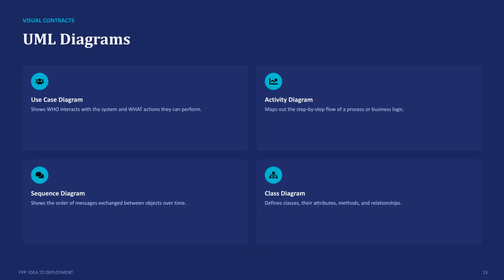Use case diagrams map user interactions. Activity diagrams show process flow. Sequence diagrams detail object communication over time, and class diagrams define your system structure.